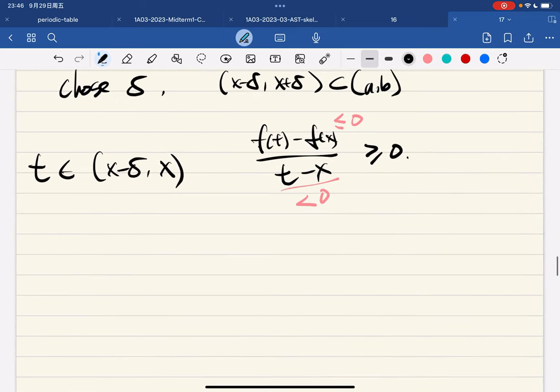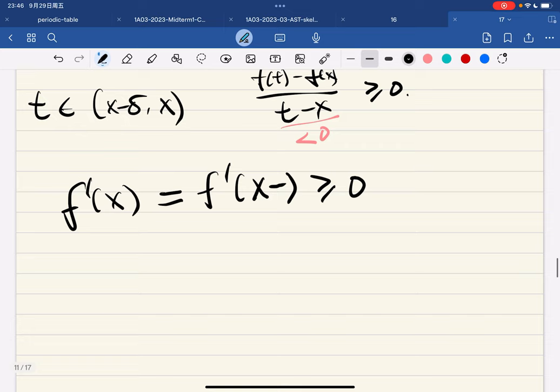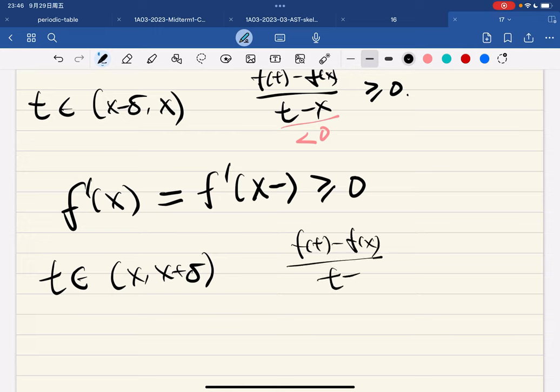Well, this means that f of its left-hand limit is greater than or equal to zero. Since the derivative exists, the left and right limits are equal to the derivative. Again, now consider this neighborhood. Then you have (f(t) minus f(x)) over (t minus x). Again, x is a maximum, so the numerator is less than or equal to zero, but the denominator is greater than zero because t is greater than x, so the quotient should be less than or equal to zero.